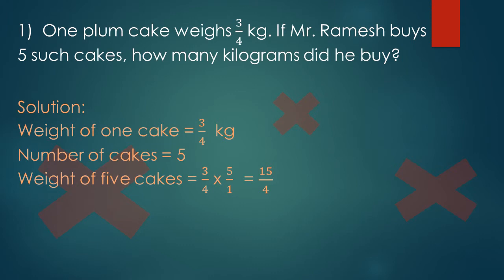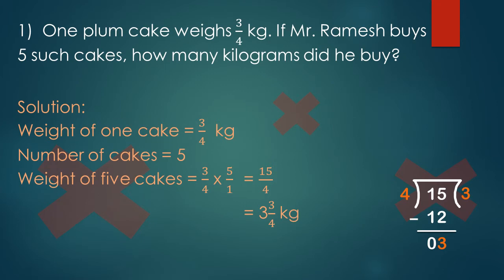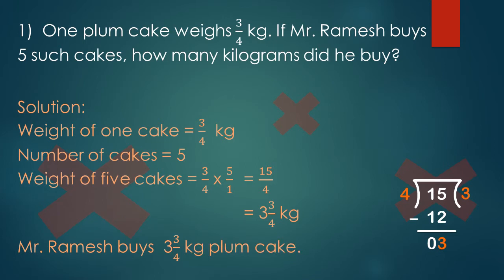And everyone knows how we will convert it into a mixed number. So divide 15 by 4 and the answer is 3 3/4 kilogram. And the last statement is: Mr. Ramesh buys 3 3/4 kilogram plum cake.